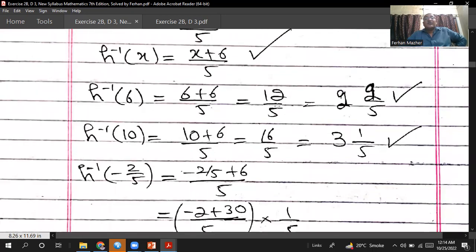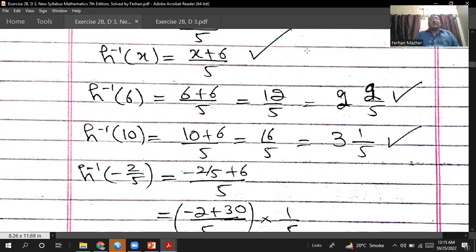Then we have questions on the h inverse. They want us to find the h inverse of 6. So in the place of x, I will substitute 6 in the inverse formula. So it will be 6 plus 6, the whole thing divided by 5. So that will be 12 by 5, that is 2 whole 2 by 5. Then we have h inverse of 10. So that will be 10 plus 6, the whole thing divided by 5. So that will be 16 by 5, which is 3 whole 1 by 5.